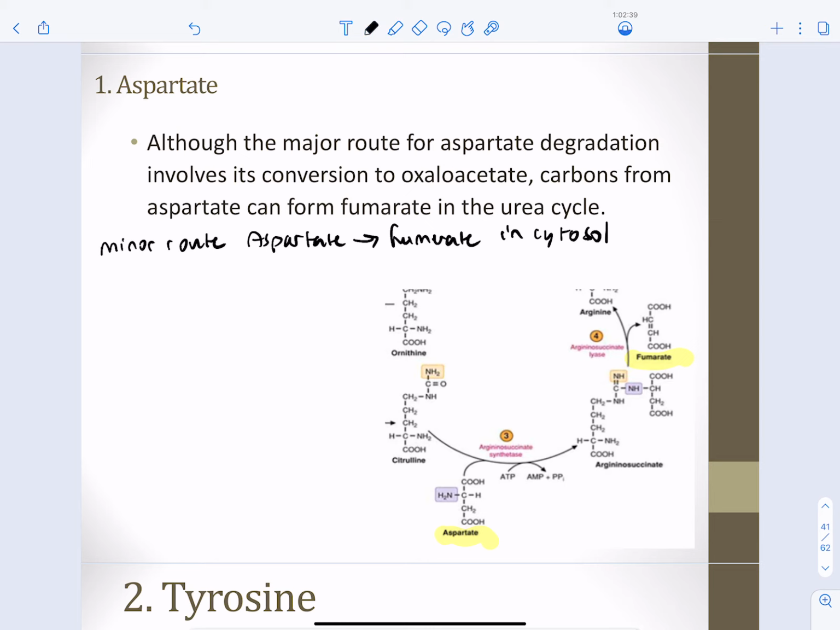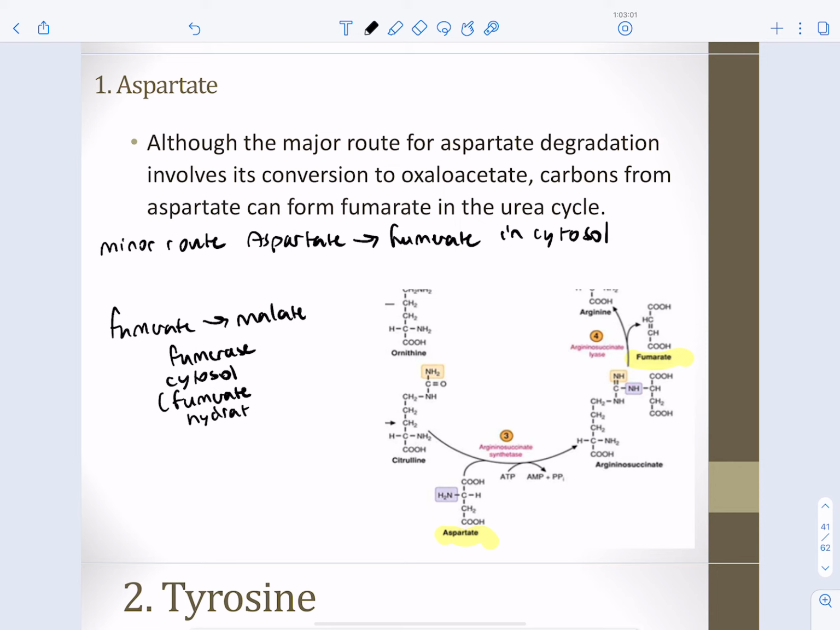And then remember, fumarate will go to malate from fumarase, and this is in the cytosol. This is also called fumarate hydratase. What's important here is defects have been linked to cancer.